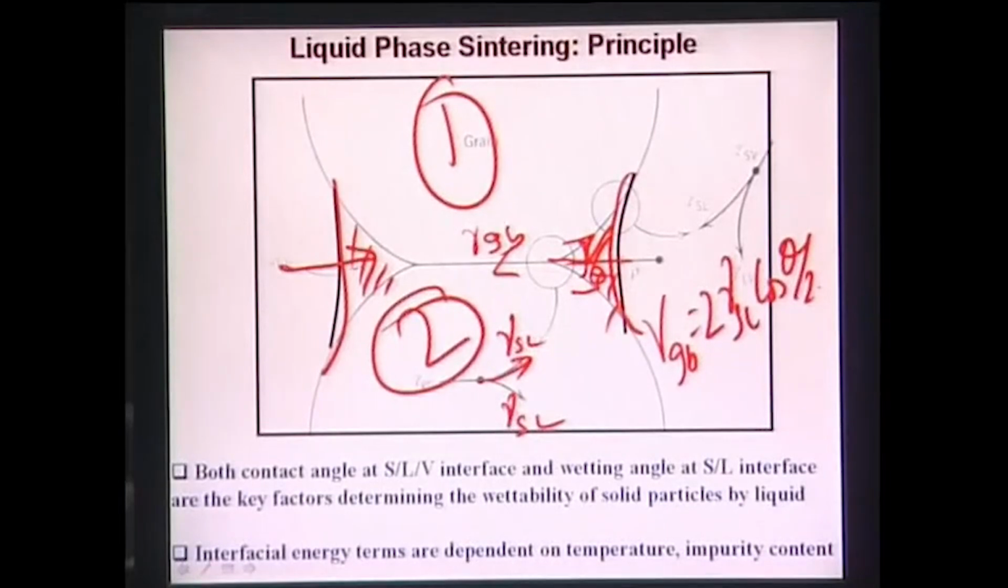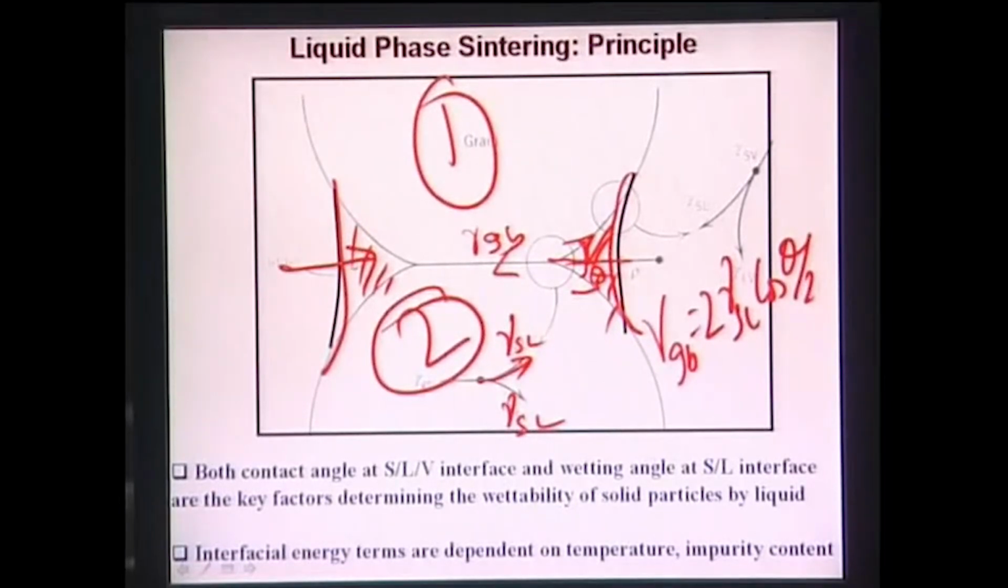Now in the presence of this liquid, there is some surface tension and surface energy. This is, let's say, gamma SL, this is also gamma SL, and this is gamma GB. If you know the entire angle theta, then half of the angle would be theta by 2. So from basic physics you can find that gamma GB should be equal to 2 gamma SL cos theta by 2. That comes from your basic equilibrium, and from that you can find the theta value if you know the gamma GB and gamma SL values.